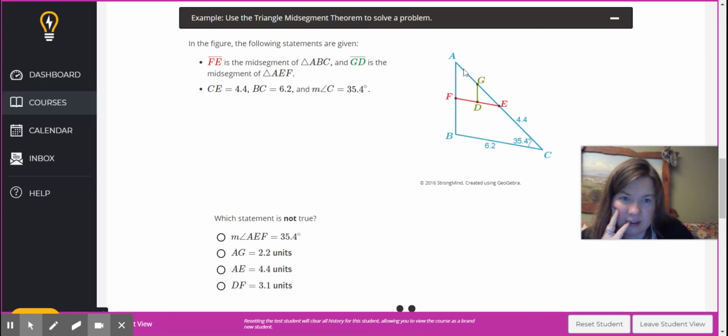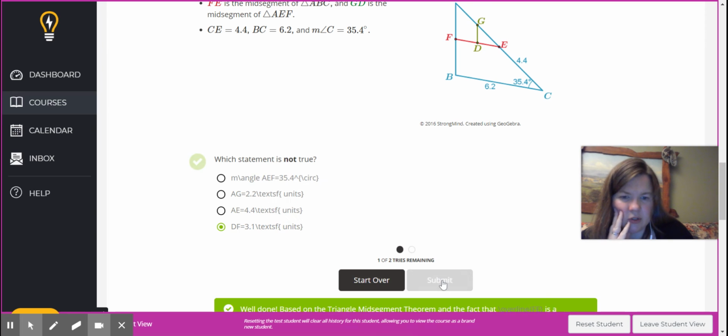The measure of AEF, okay, so those two would be the same. AG, if that's a midsegment, then this whole thing is 4.4, so that part is 2.2, so that is true. AE would also have to be 4.4. DF. Let's see, if that is 6.2, then half of that is 3.1, and we want DF, right? DF is half of that, so that's not true because we wanted half of that. Okay, so I checked stuff.